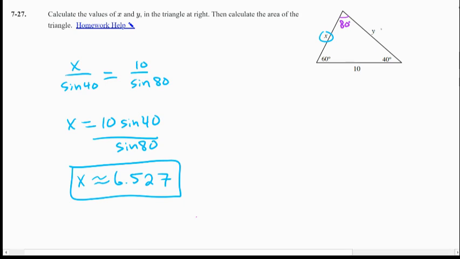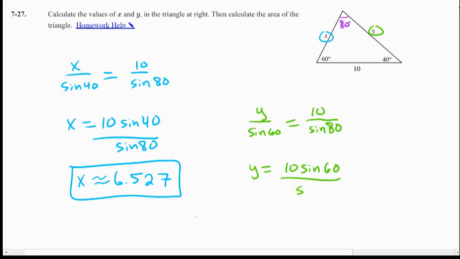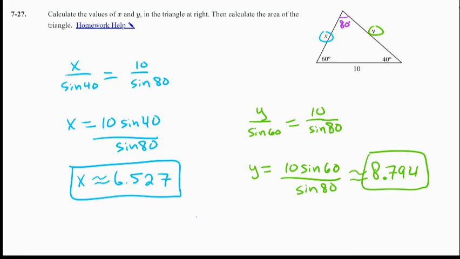I'm going to repeat that process for y here. So y over sine of 60 equals 10 over sine of 80. I'm using 10 over sine of 80 again because I don't want to use this rounded value of my x in the equation to solve for y, because that'll get me further away from the correct answer. So what I'm going to plug into a calculator is 10 times sine 60 over sine of 80, which gives me about 8.794 for my y value.